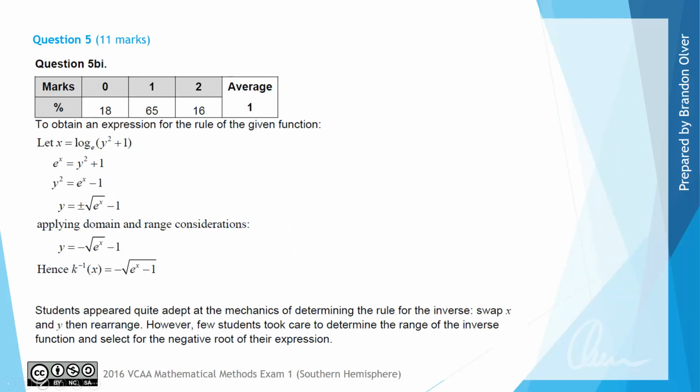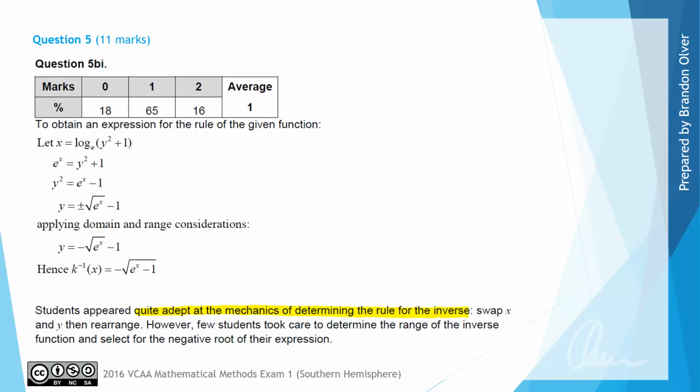So we had 16% of students get full marks for that question, and 65% of students got 1 mark. And the examiner's report goes on to say that the students appeared quite adept at the mechanics of determining the rule for an inverse, that is, swap x and y and then rearrange.